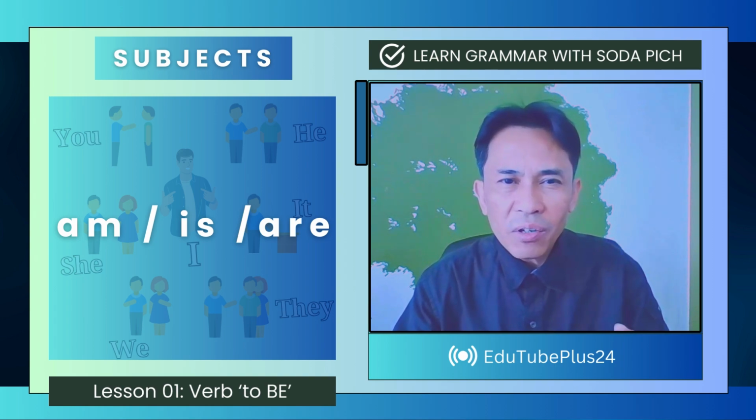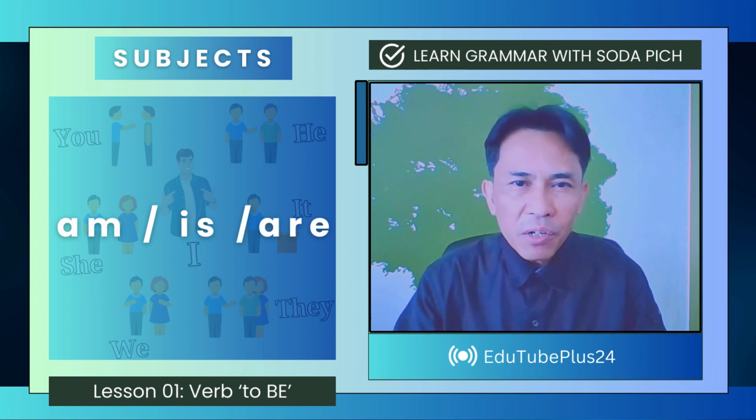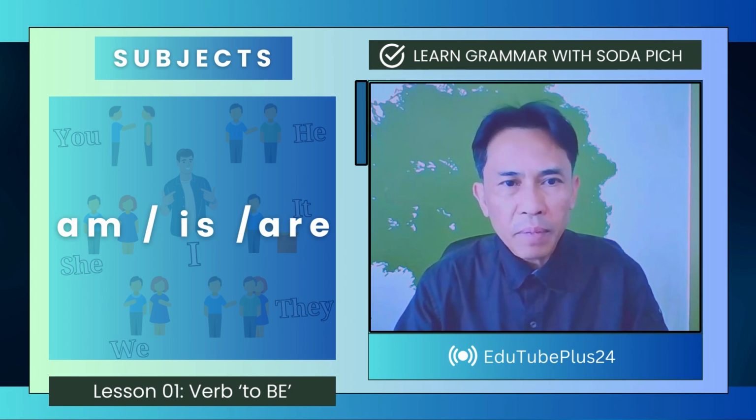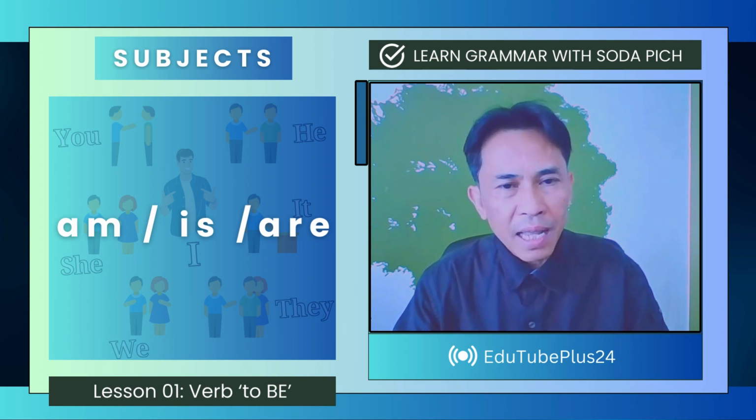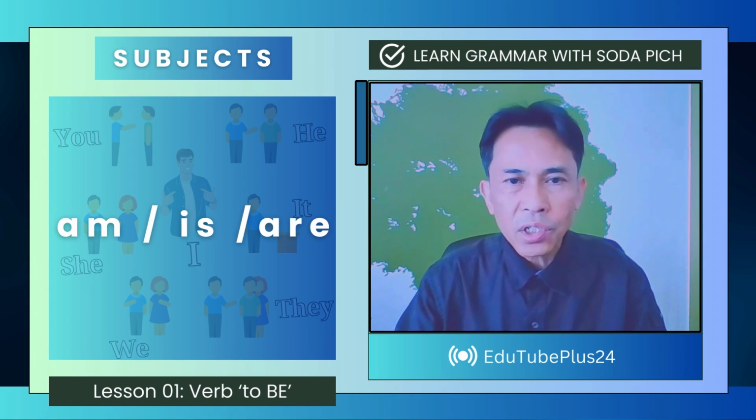But how do we use the simple present of the verb to be? Well, we use the simple present of verb to be to talk about something like, for example, a person's name, a person's nationality, their age, and job. Now, let me give you some examples to show you what I mean.